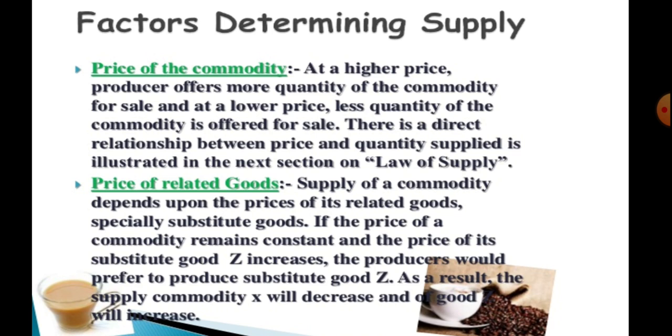Now, what about the complementary goods? Complementary goods are those goods that are jointly required for a particular want, like bread and butter, like ink and ink pen. Now, when price of ink increases, the supply of ink pen will also increase. Why? Because when price of ink increases, the supply of ink will be increased because of the positive relationship.